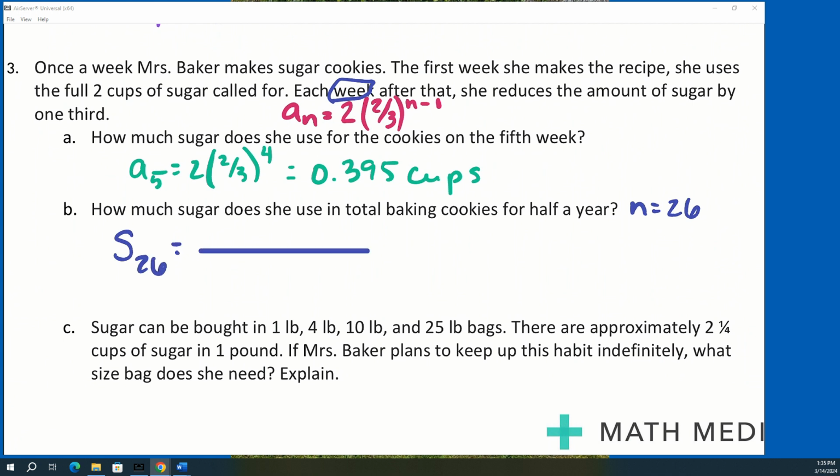All right, so we're going to do the first week amount of sugar, 1 minus 2/3 to the 26th, over 1 minus 2/3. Okay, so all these weeks she has used 5.9998 cups of sugar.